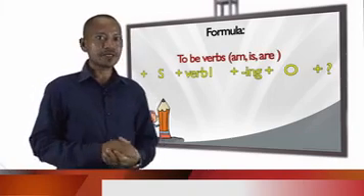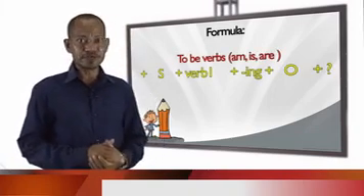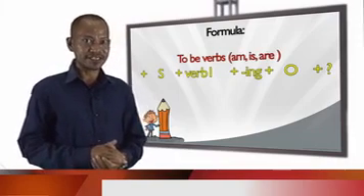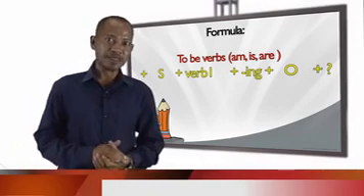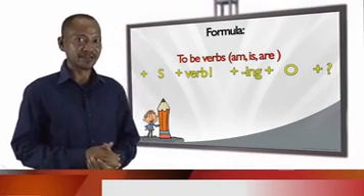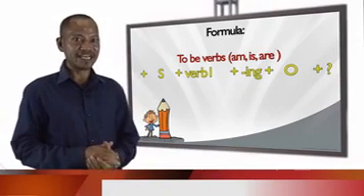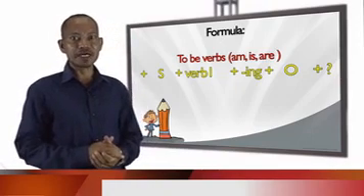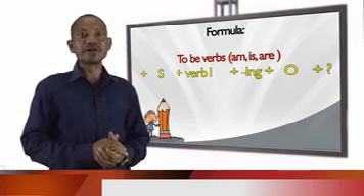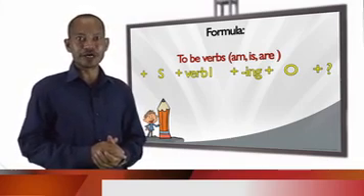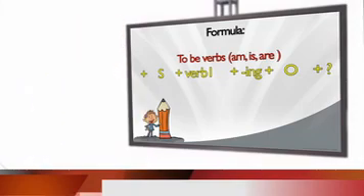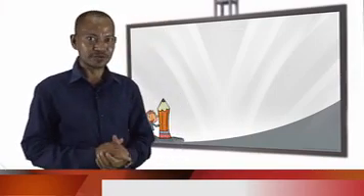So, the formula for this part: the to be verbs am, is, are, plus the subject, in this case I, you, he, she, it, we, you and they, then followed by the base form of the verb plus the ing form, then followed by the object, and then plus the question mark. Now let's look at the first question.